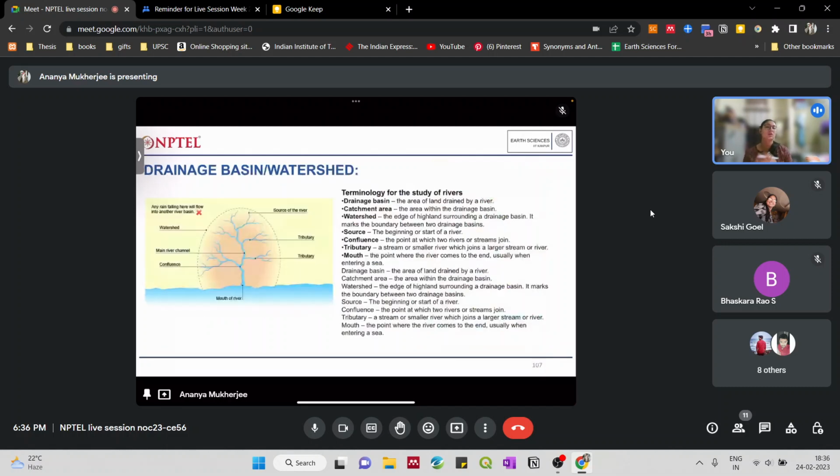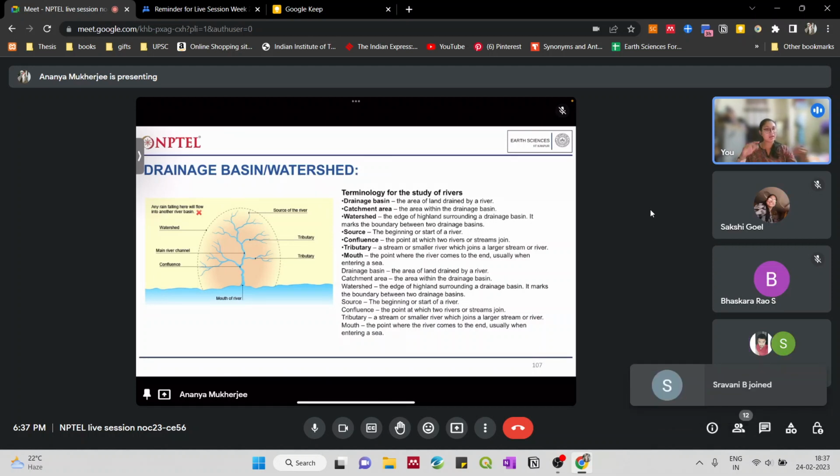Now we come to drainage basin or watershed. What is a drainage basin or a watershed? It is the entire area that is being supplied by water and sediments by one river system alone. Suppose there are two river systems forming drainage basins. There is an area which demarcates the boundary between, say, drainage basin A and drainage basin B. That is your drainage divide.